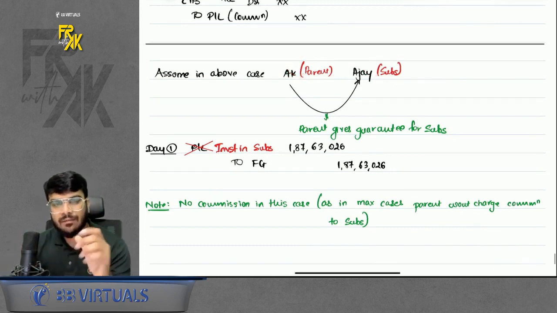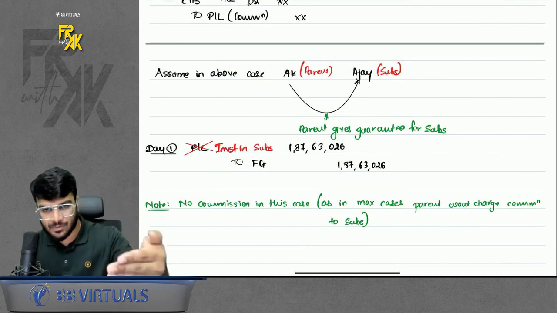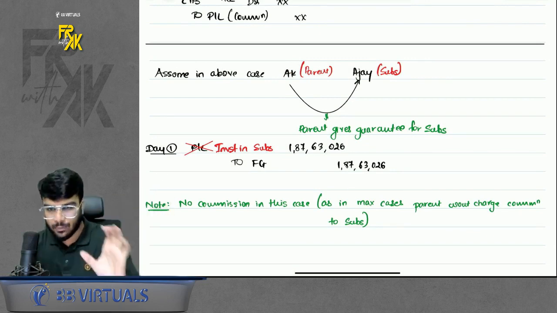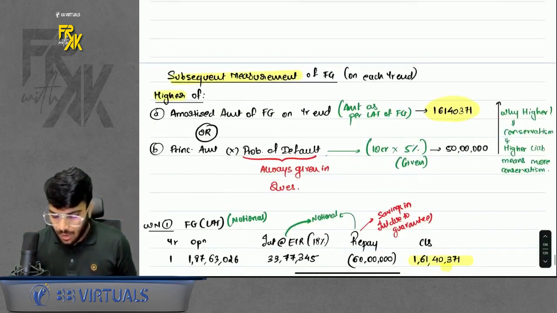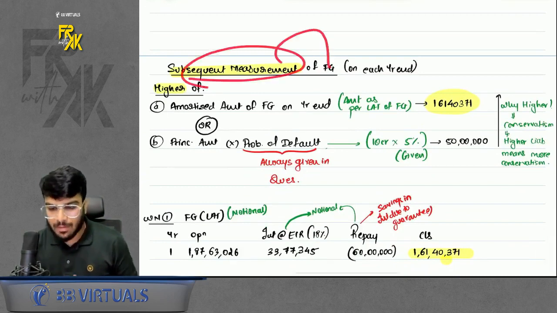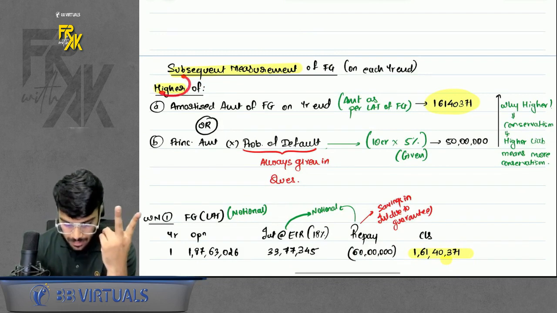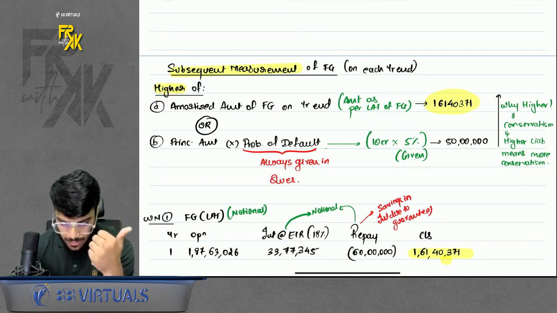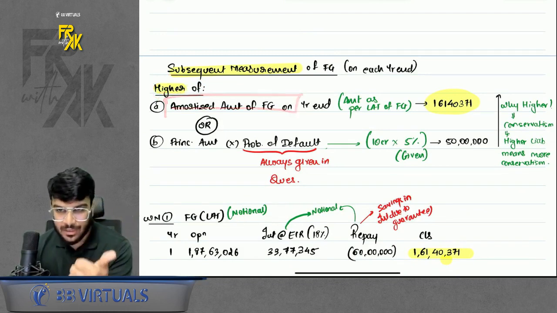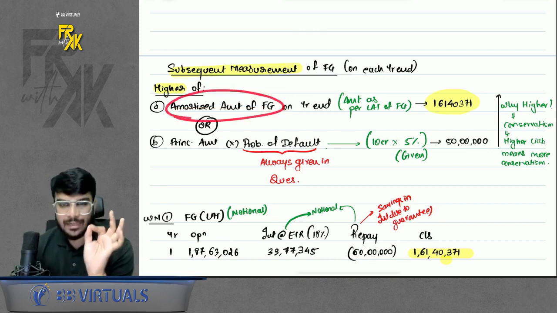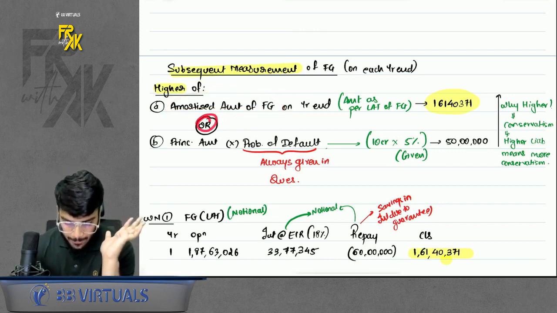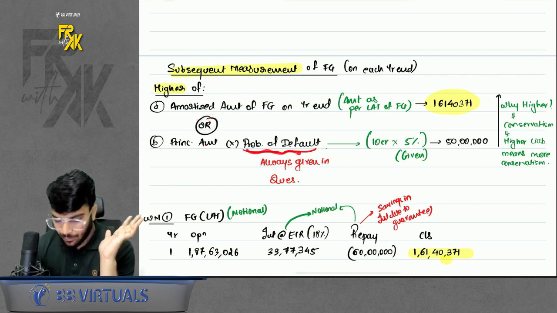Okay, so on day one, how to account? If a relationship is there, investment to FG; relationship not there, PNL to FG. Simple. Okay, then what about subsequent measurement? In case you remember, for financial guarantee, in subsequent measurement, you have to find two amounts. Higher of the first amount, the amortized amount of the financial guarantee, that is, just prepare an LAT for the financial guarantee, or principal amount into probability of default.